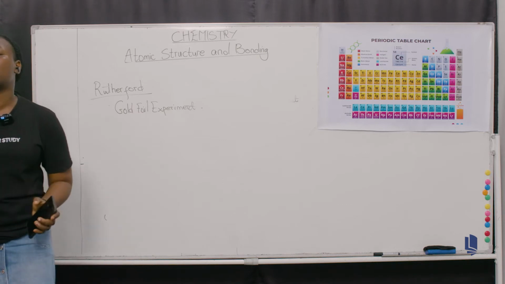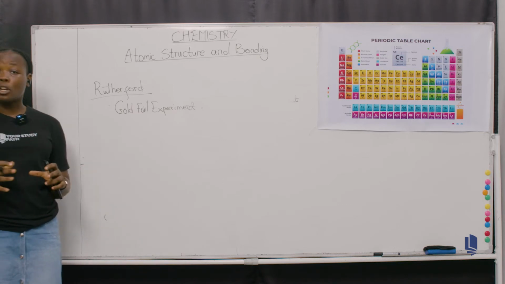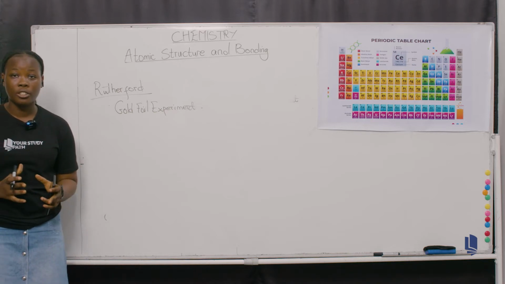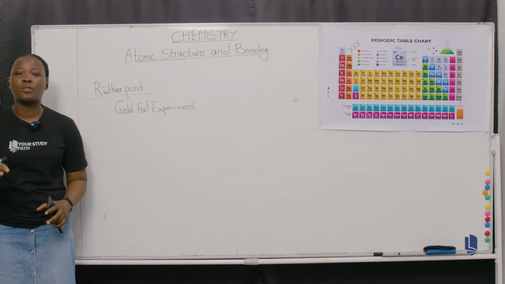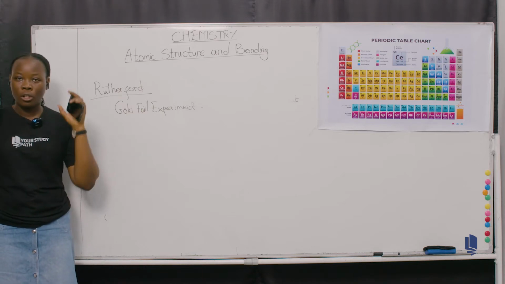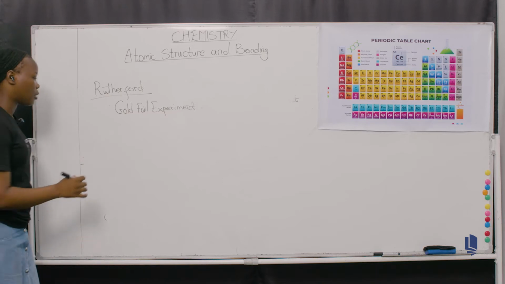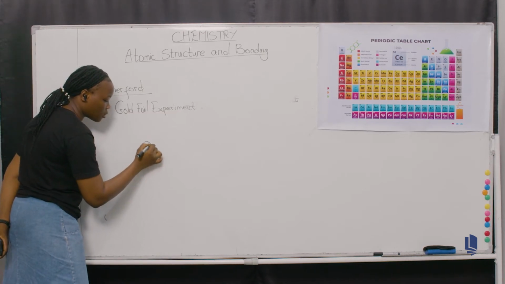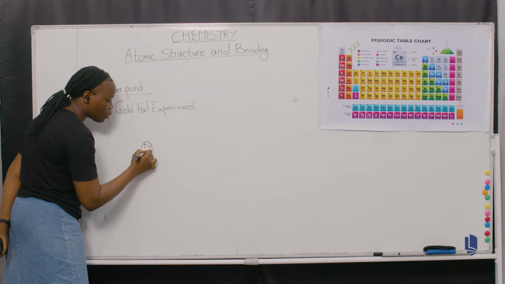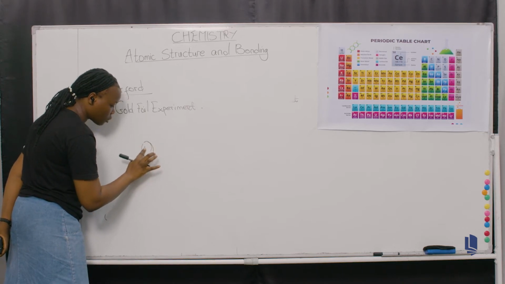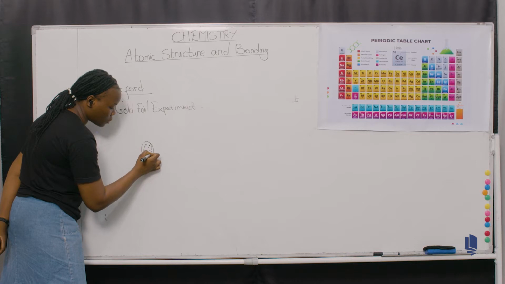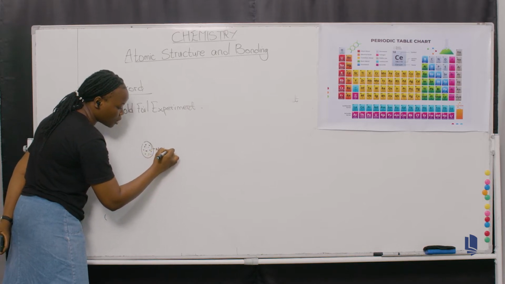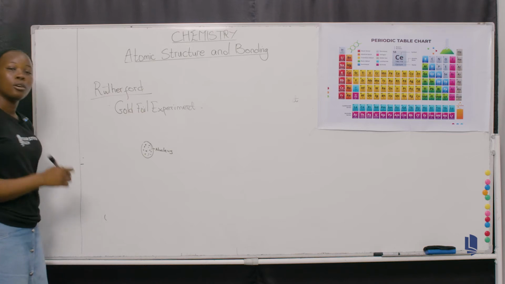The conclusion he made from that experiment was that the nucleus is positively charged and it contains the neutron and the protons. And negatively charged particles orbit around the nucleus of an atom. So let me say it again. The nucleus contains the neutron and the proton, right?